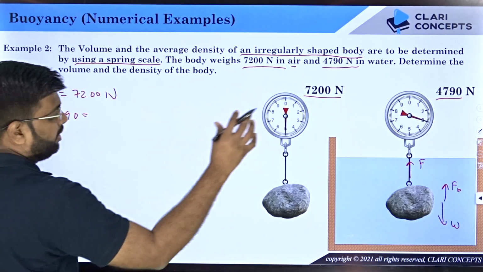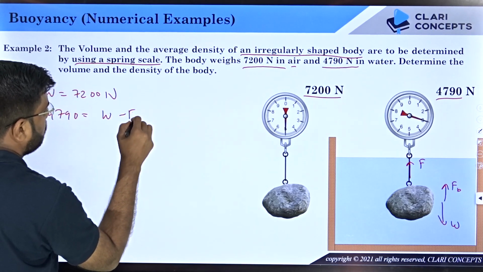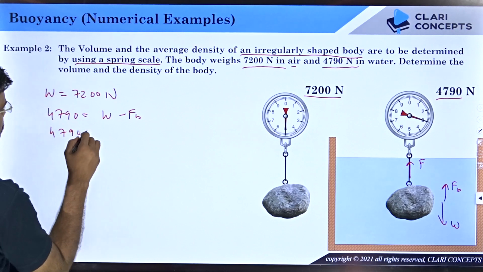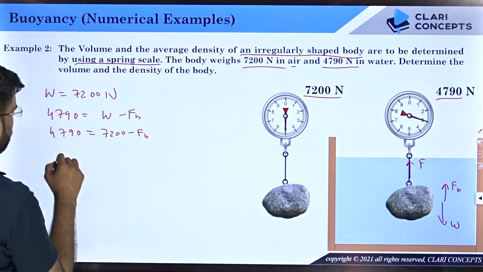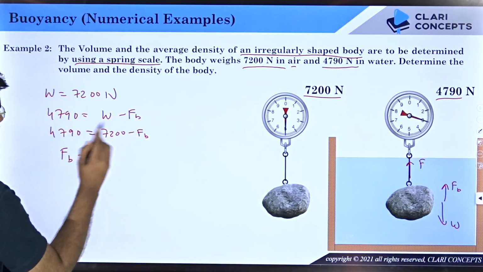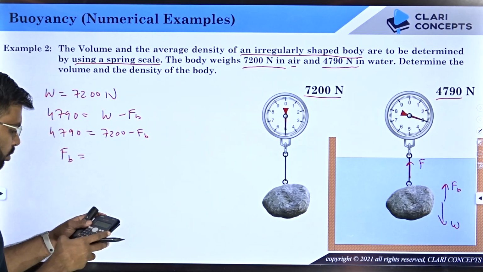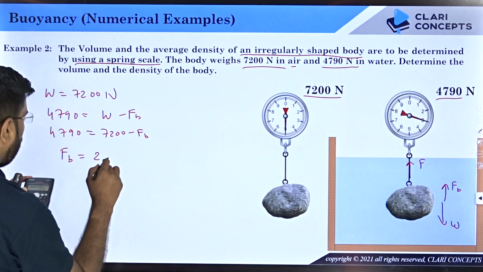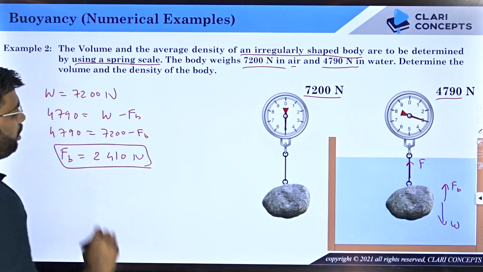Basically, this is measured by the spring balance, which is equal to the difference of weight and buoyancy force. So weight is 7,200. 4,790 equals 7,200 minus buoyancy force. So what is buoyancy force? You take it to the left side, 7,200, and the right side will be minus: 7,200 minus 4,790, this will be 2,410 Newtons. So the buoyancy force you got is 2,410 Newton.